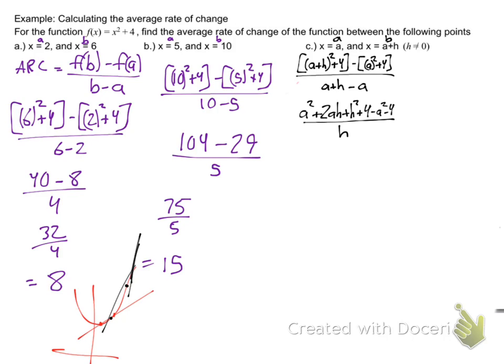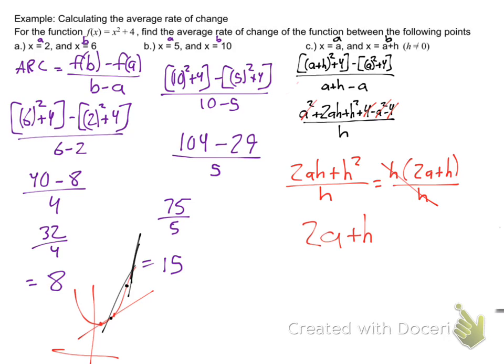Ooh, I like something that happens here a couple times. What happens? A squared's gone, the 4's gone. So now I'm left with 2Ah plus h squared all over h. And I even like this because what happens? I'm going to factor an h out first before I cancel. So I get h times 2A plus h, all over h, and the h cancels. So the average rate of change from A to A plus h is 2A plus h.